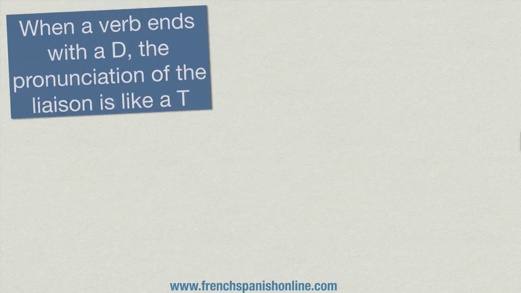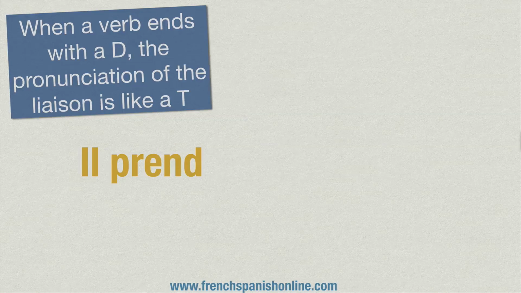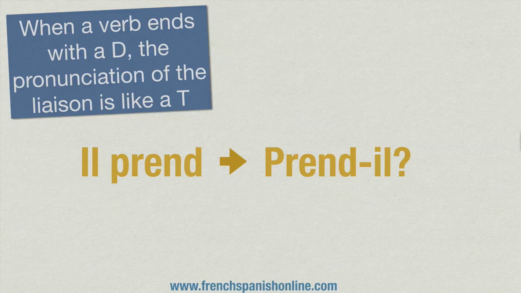Okay? When the verb ends with the letter D, the pronunciation of the liaison is like a T, so you don't need here, in this case, to add an additional T. Let's take this example with the verb to take, prendre in French. Il prend, he takes, he is taking. So if you want to build an inversion, you will have this one. And the pronunciation of the letter D is like a T. So, prend-il. We say prend-il. That's why we don't need to add an additional T analogique, because it is included in the verb.